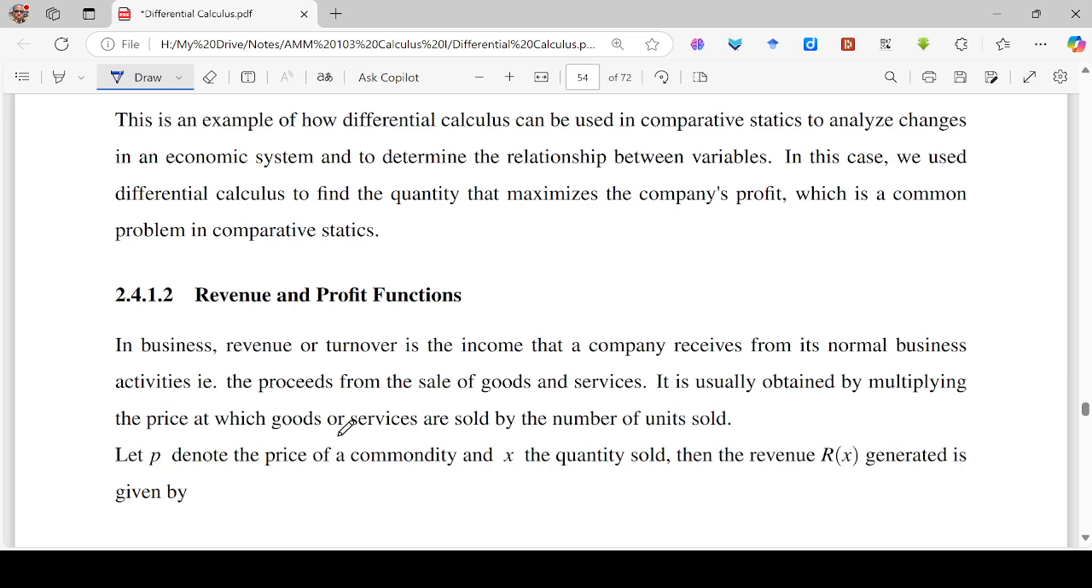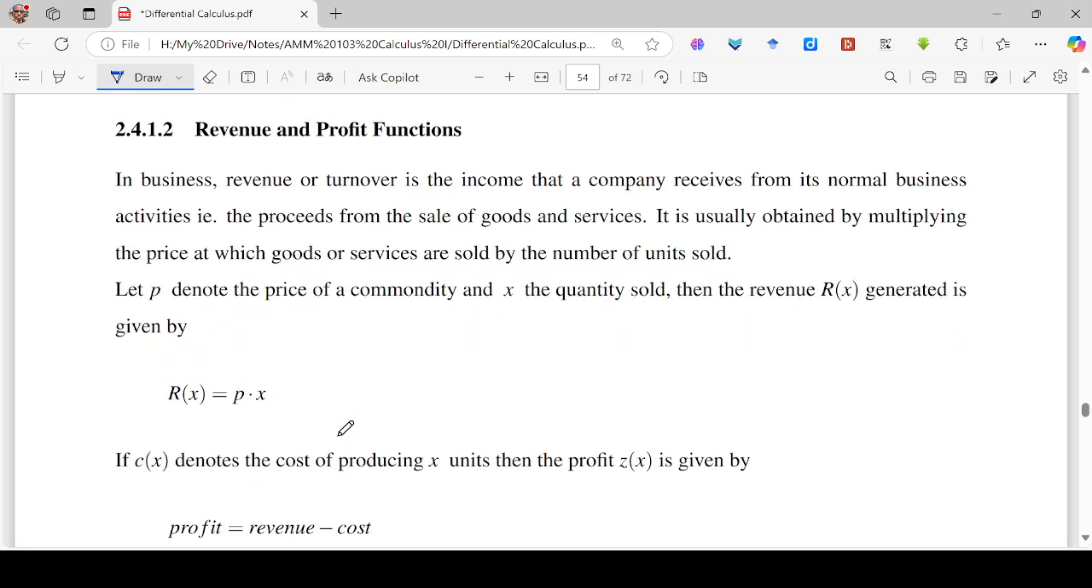So in business, revenue, what we have talked about as the proceeds of sale, or what we shall call turnover, is the income that the company receives from its normal business activities. That is, it is the proceeds from the sale of goods and services. It is usually obtained by multiplying the price at which the goods or services are sold by the number of units sold. So if we let P denote the price of a commodity and X the quantity sold, then the revenue R will be given by P times X.